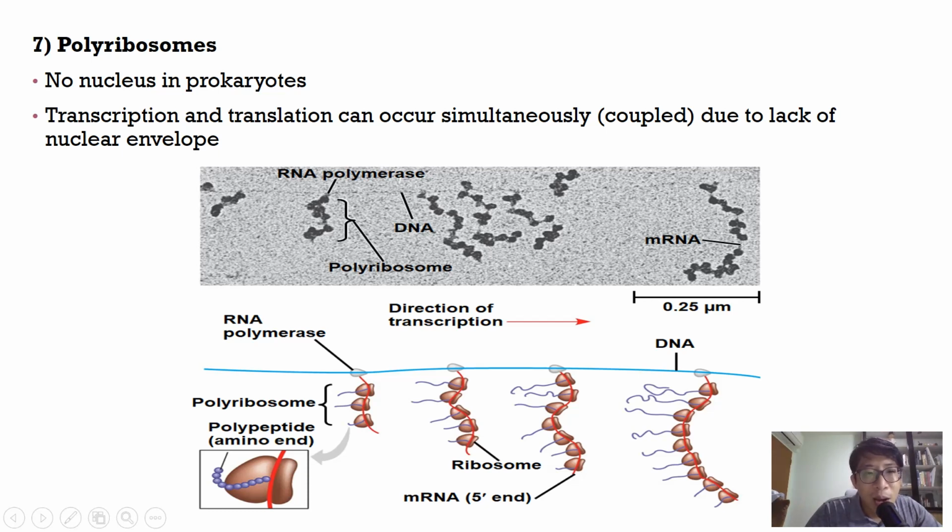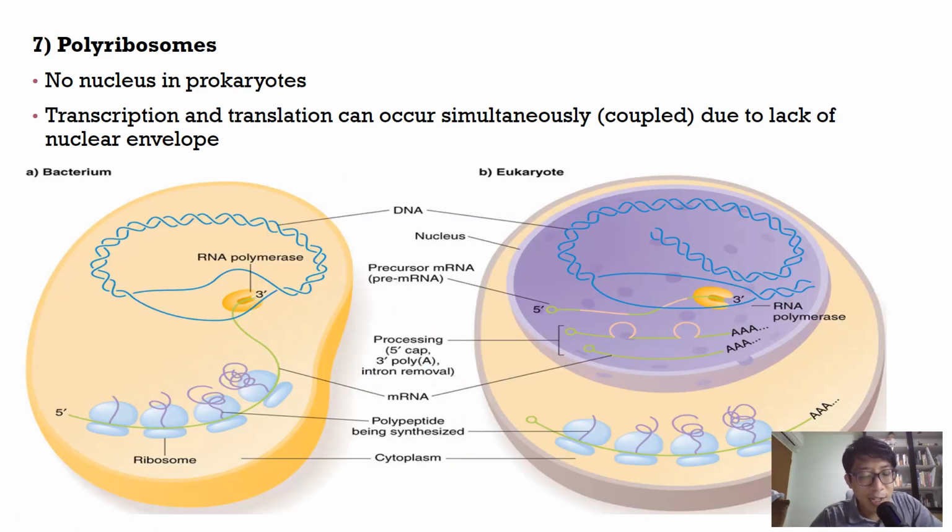Before the completion of transcription, translation actually started. And this is only possible in the prokaryote. So when you see a diagram with the polyribosome as well as the DNA showing the process of transcription, transcription and translation are happening simultaneously. This is only possible in a prokaryote. I'll go back to the previous slide to explain.